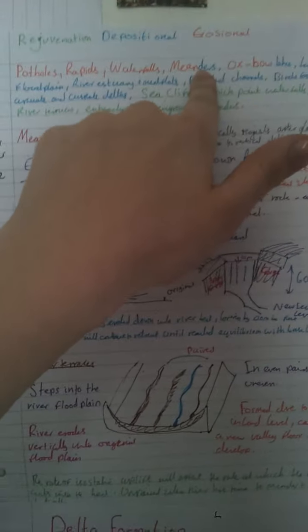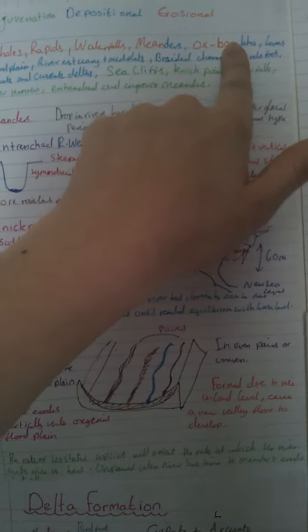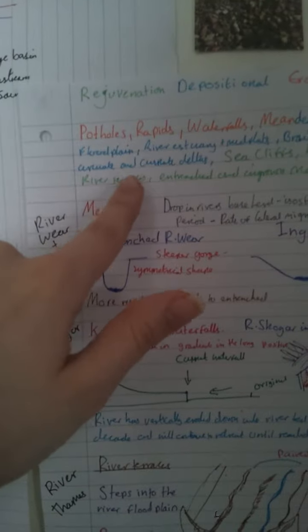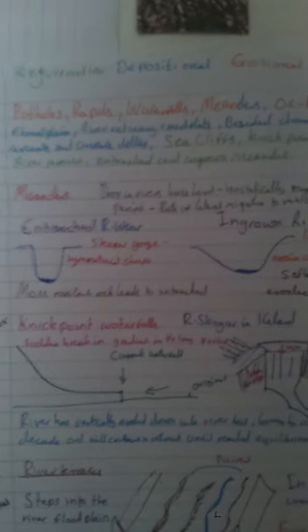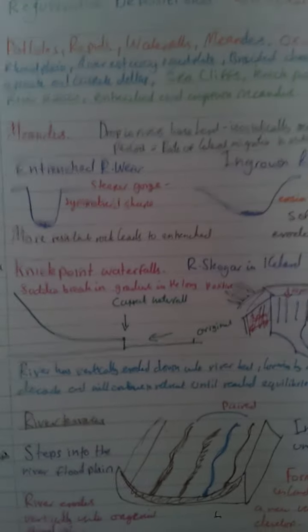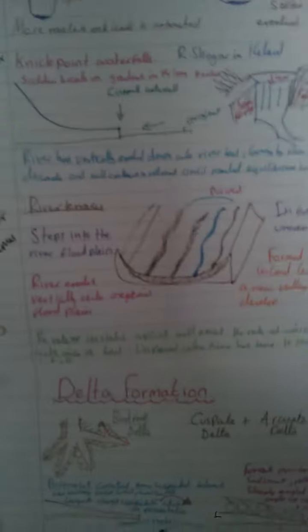So the erosional are potholes, rapids, waterfalls. Meanders are classed as erosional and depositional, and oxbow lakes. So the depositional are levees, floodplains, river estuaries, mudflats, braided channels, birds' foot, arcuate and cuspate deltas, and the rejuvenation are sea cliffs, nick point waterfalls, river terraces, and entrenched and ingrown meanders. And they were usually rejuvenation because they're closer to the sea, and what happens is when the water from the river hits the sea, it drops in velocity massively, and that's how these things are created.